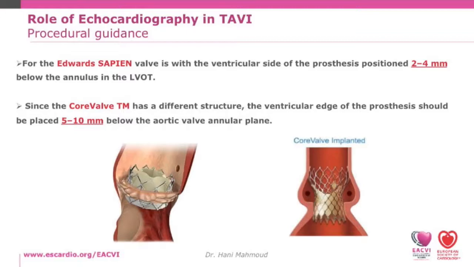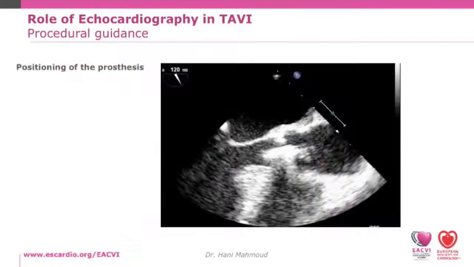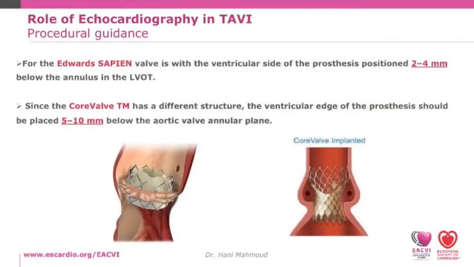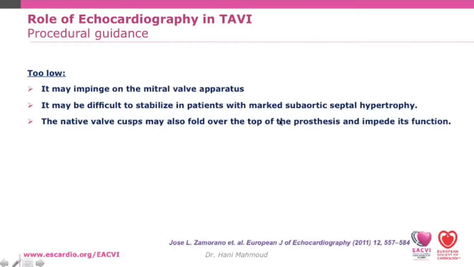We have said before, just to see the previous slide, that was the positioning of the prosthesis, as our colleague illustrated. That positioning previously, at the beginning of the experience, was said to be 2 to 4 millimeters below the annulus for the Edwards-Sapien and 5 to 10 millimeters below the annulus for the CoreValve. But now with the increased experience and with the development of the manufacturing of the new prostheses, we agreed for the Edwards-Sapien about a 50-50 relation to the annulus. So 50 percent above the annulus and 50 percent below the annulus.